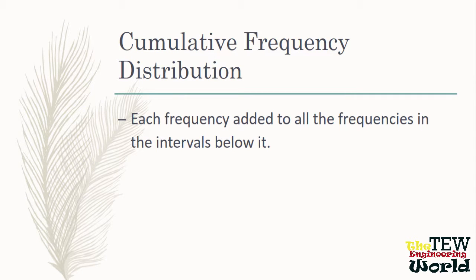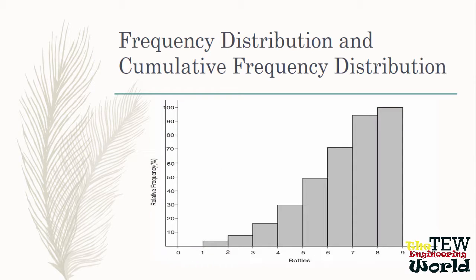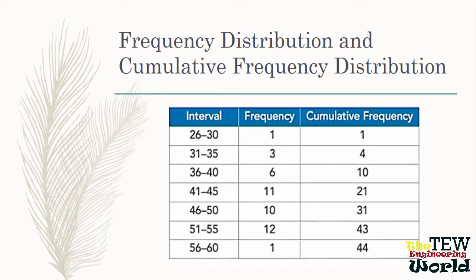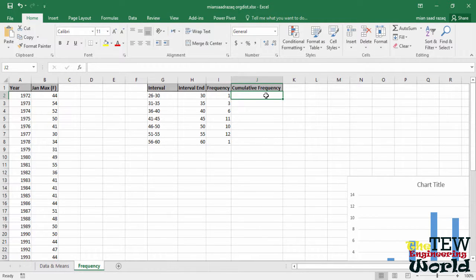In a cumulative frequency distribution, each frequency in an interval is added to all the frequencies in the intervals below it. Here is a graph of the cumulative frequency distribution. It is a cumulative frequency histogram. Here is how to create the cumulative frequencies and the histogram in Excel. In cell J2, type equals and then click cell I2 and enter. Now in cell J3, type equals, click cell I3 plus J2 and enter. And now autofill the values.